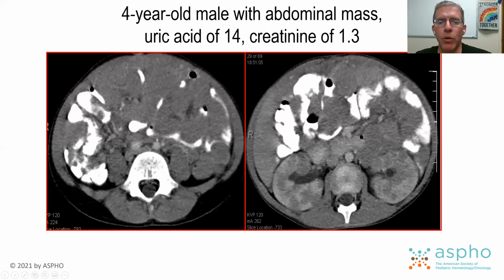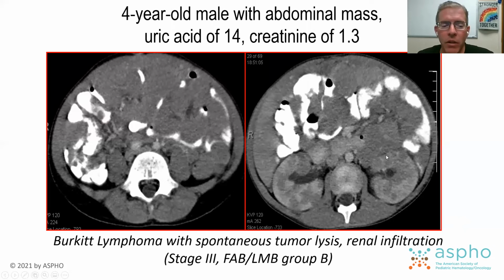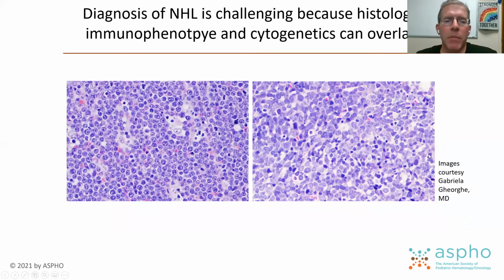Here's an example of a 4-year-old with an abdominal mass who presented with a uric acid of 14 because he had spontaneous tumor lysis, and a creatinine of 1.3 because he had spontaneous tumor lysis, and he also had renal involvement at the time of diagnosis. So he was stage 3 or FAB-LMB group B. And I'll go over what that means.